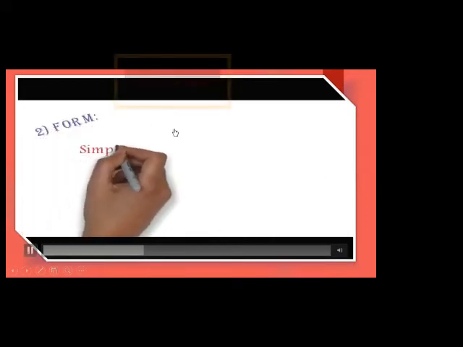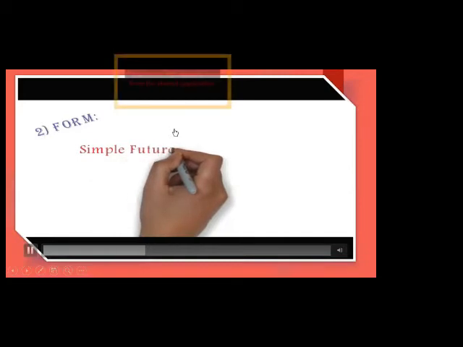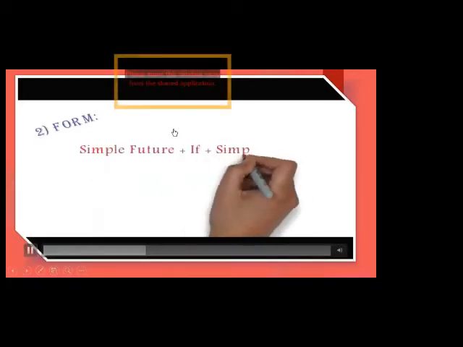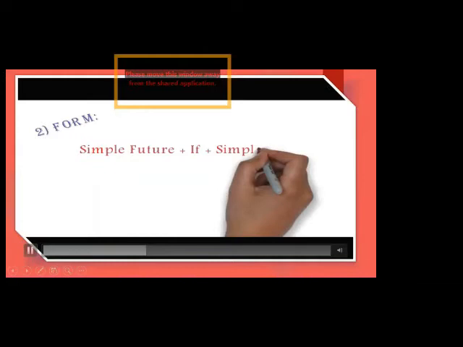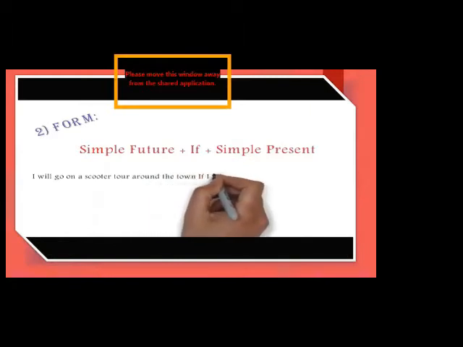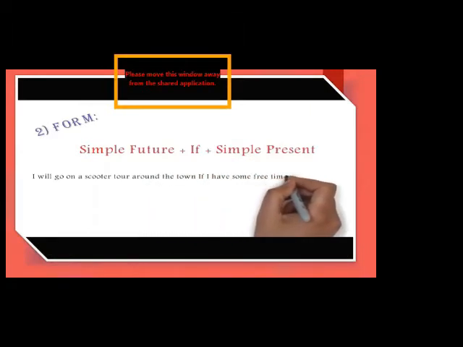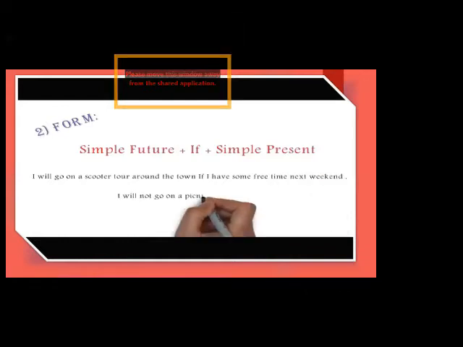By the way, we can change the order of the sentences, so we can start by simple future, then if, and then simple present. I will go on a scooter tour around the town if I have some free time next weekend. I will not go on a picnic if it snows.